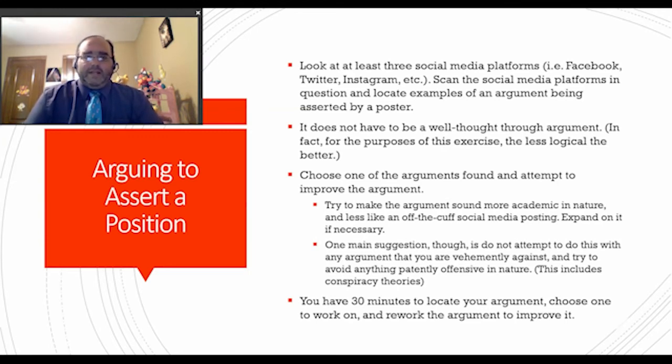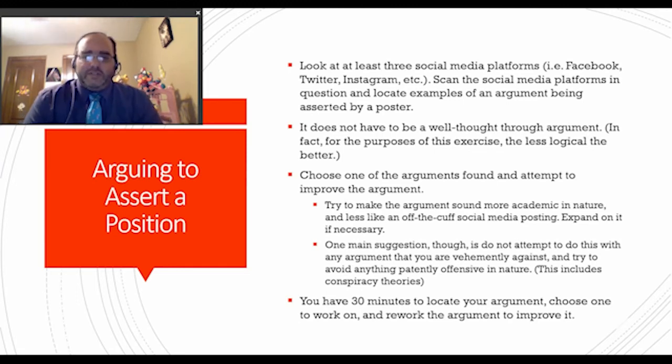Now, here's where the fun comes in. It does not have to be a well thought through argument. In fact, for the purpose of this exercise, the less logical, the better. Now, what I want you to do is to choose one of the arguments found and attempt to improve it. How do you do that? Here's what I want you to do. Try to make the argument sound more academic in nature and less like an off-the-cuff social media posting. Expand on it if you need to. Make it sound more academic.